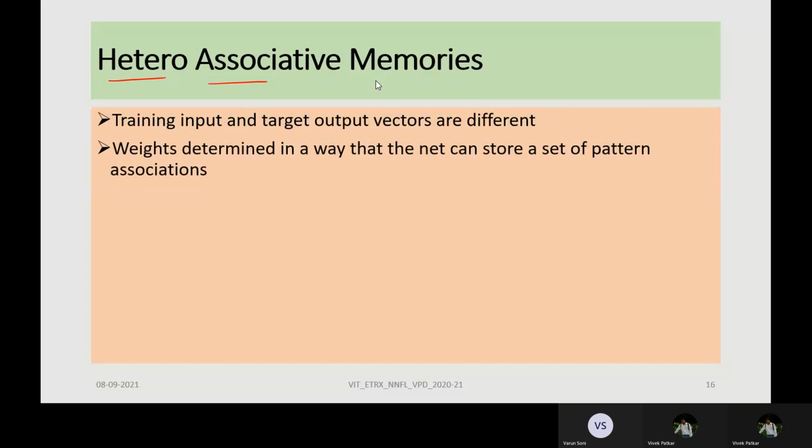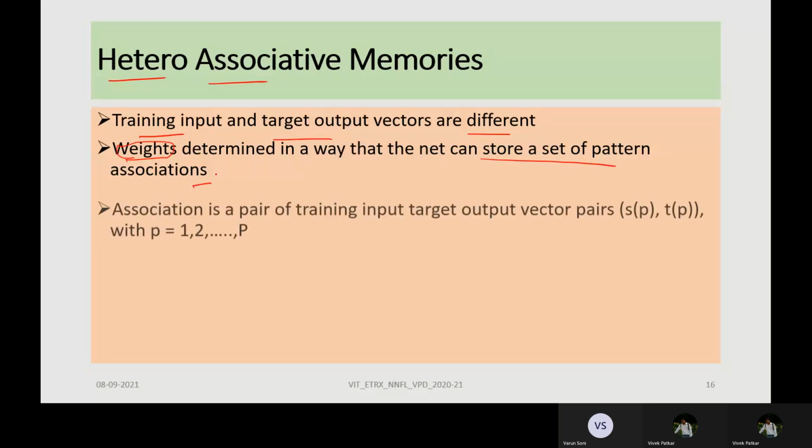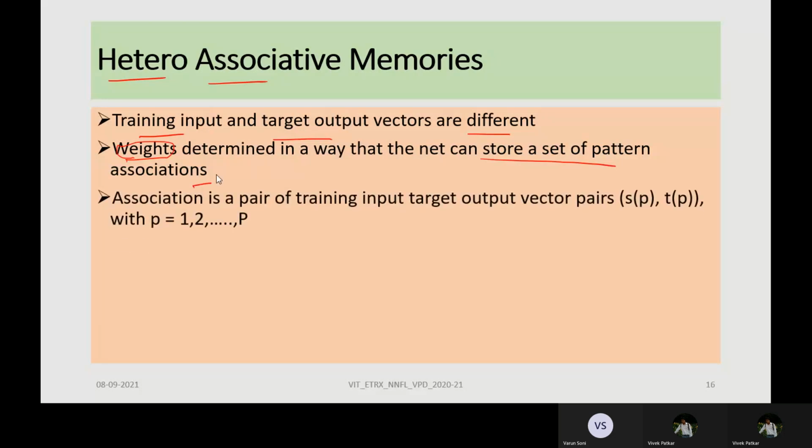So this is about the theory part. As I told you, the training input and the target input are different. Clear? So again, the network is trained to determine the weights that can store the pattern of association. So association by definition is a pair of training input and target output vector pairs. Like these are the inputs and these are the targets. Here we have p number of inputs, so we'll have p number of targets also.